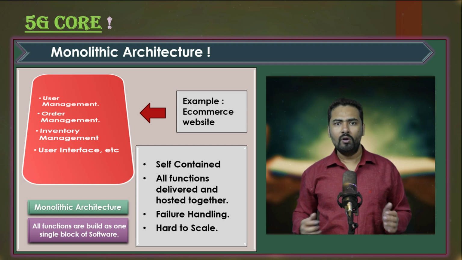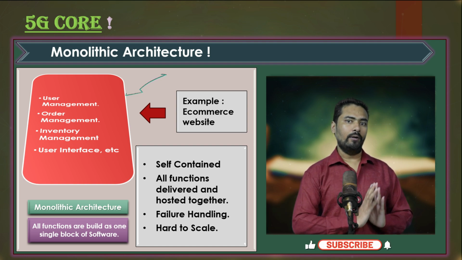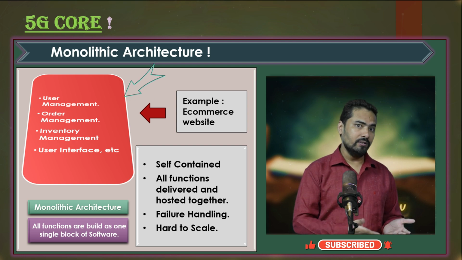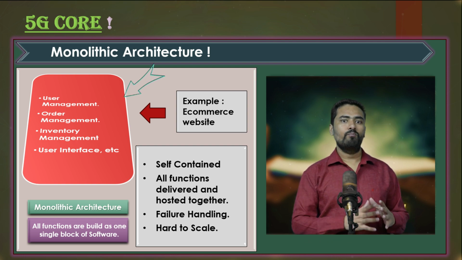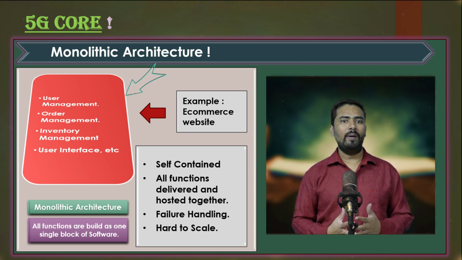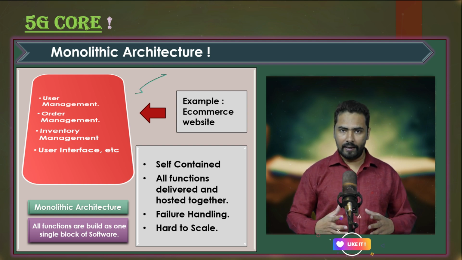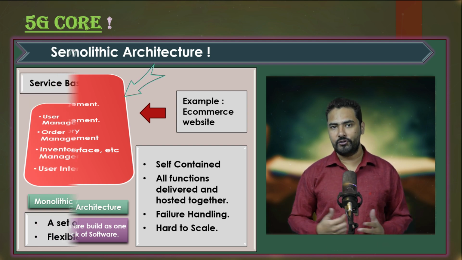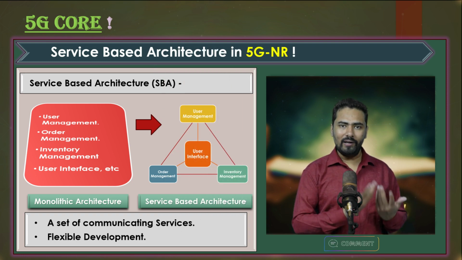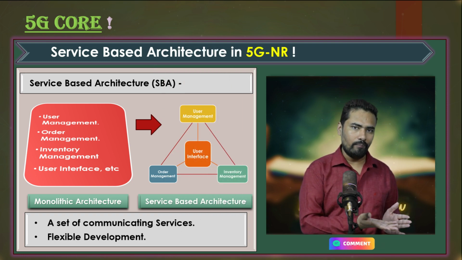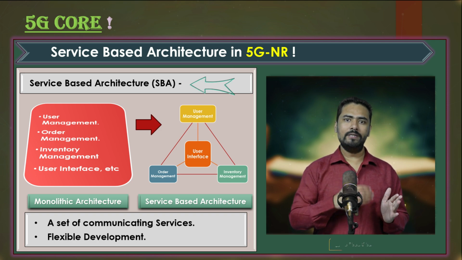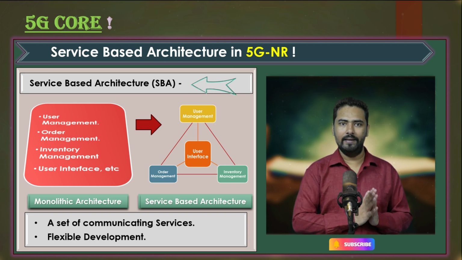For example, consider that you're building an e-commerce website. If you build all the features like user management, order processing, inventory management, and user interfaces as one big application, then this is monolithic architecture. Today, modern applications use a different approach, and this is service-oriented architecture, or service-based architecture, SBA.